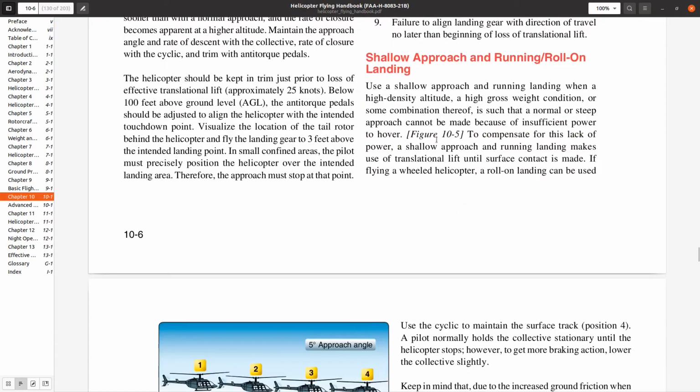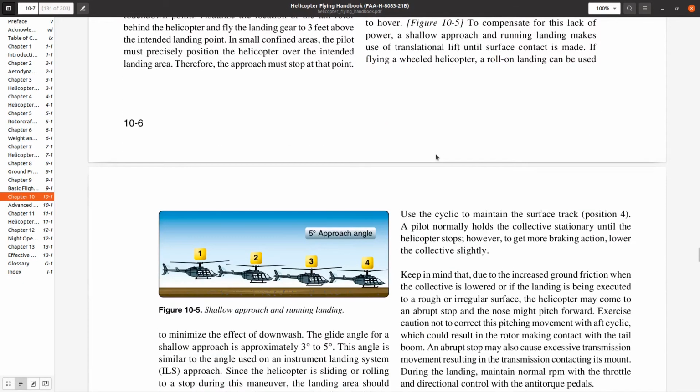What's the opposite? Shallow approach. You're landing somewhere and you just don't have the power. You're doing a run-on landing. Well, basically, you're going to treat this thing like it's an airplane. You're going to come in at, say, 3 to 5 degrees, just like an airplane would. You come in, you get a little bit slow, just about ETL speed. You essentially flare the helicopter first, and then you level it.